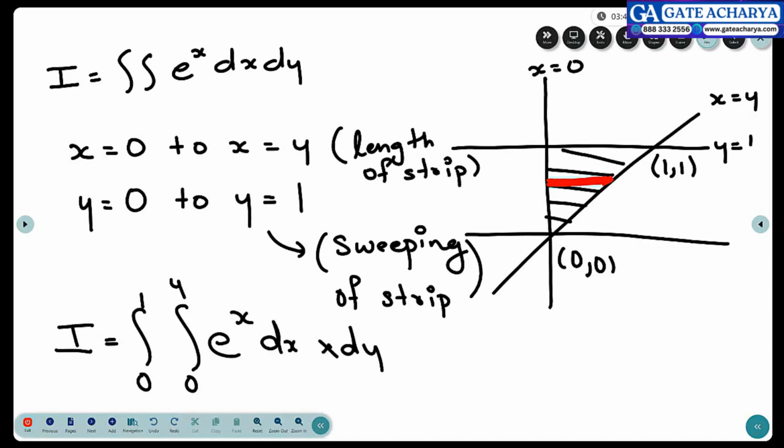Here the order is very, very important. If you change the order now, your answer will completely go wrong. Don't just randomly change the order. You have to be very careful. So how this actually operates is something like this. This will be the first integration and then the outer integration. Please note this down.